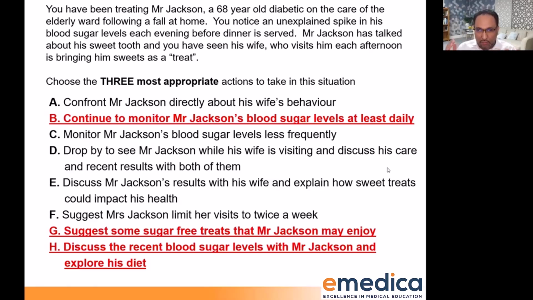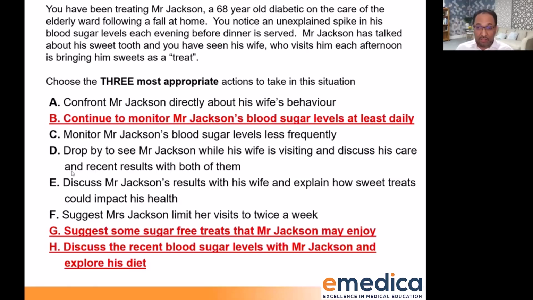Well, think about one of the things in good medical practice, which is good clinical care. You want to put the patient's best interests at heart. If there's an unexplained spike each evening, that suggests it's regular. You can say each evening. Every word's important in the SJT. If you measure it less frequently, it might get worse and it might take you longer to pick it up. So this potentially puts the patient at risk.